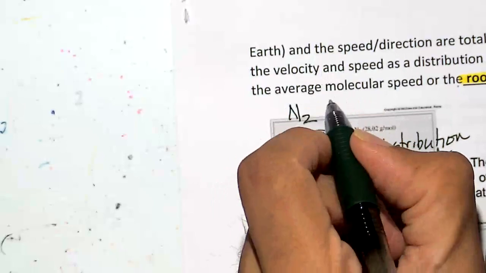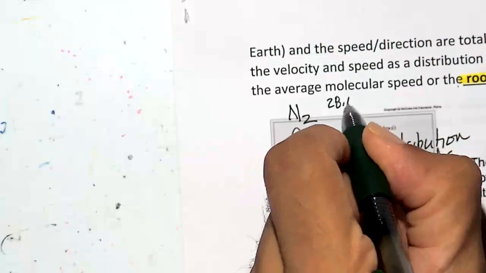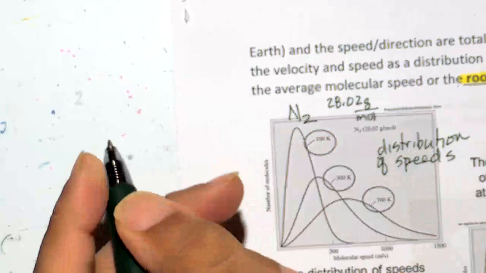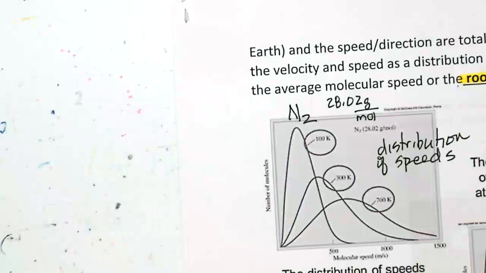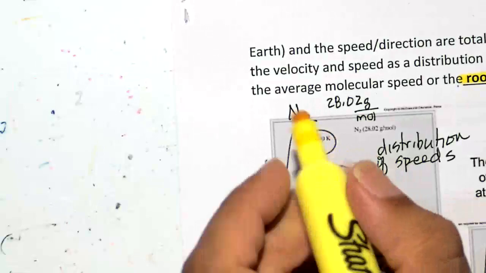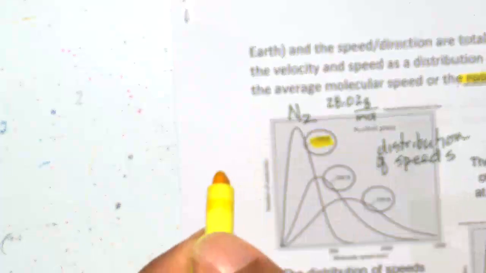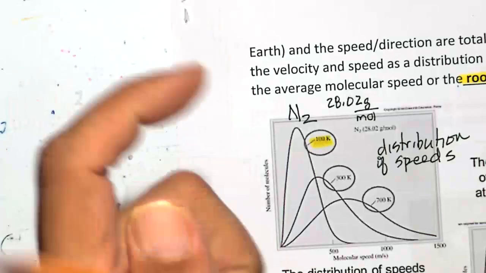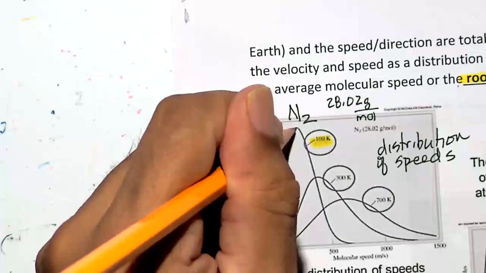So here's N2 gas, which has a molecular weight of 28.02 grams per mole. And at 100 Kelvin, remember in gases everything is in Kelvin. This is the distribution. This is the highest point of the distribution.